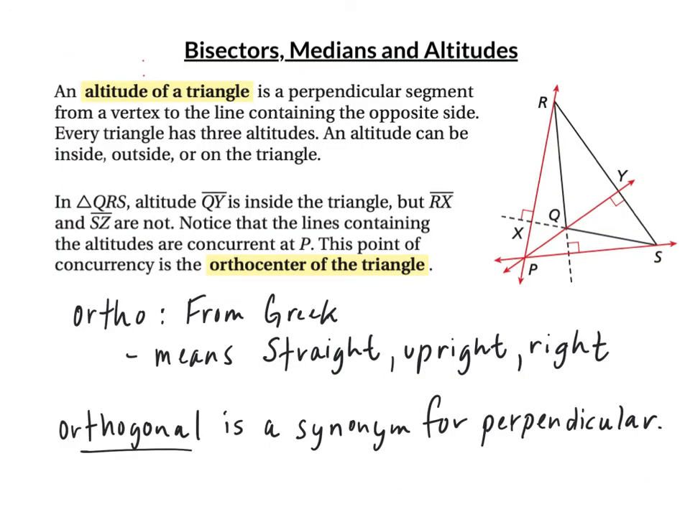The last point of concurrency we have is the orthocenter. That's a Greek word. Ortho means straight, upright, right. Another word for perpendicular is orthogonal. So when you see ortho, think perpendicular. Like the orthodontist, he makes your teeth straight, that's true, but he makes your teeth perpendicular to your jaw. So the intersection of the perpendiculars, that's when I take a vertex and I drop a perpendicular to the opposite side. All 3 of those are concurrent.